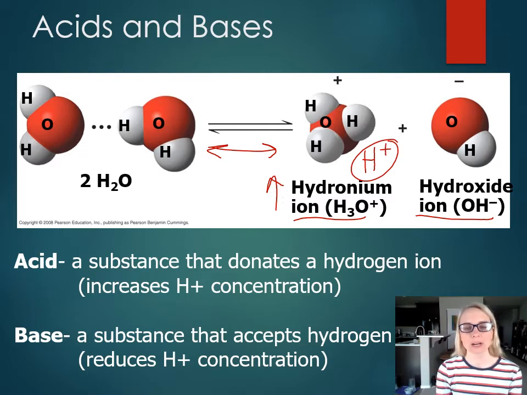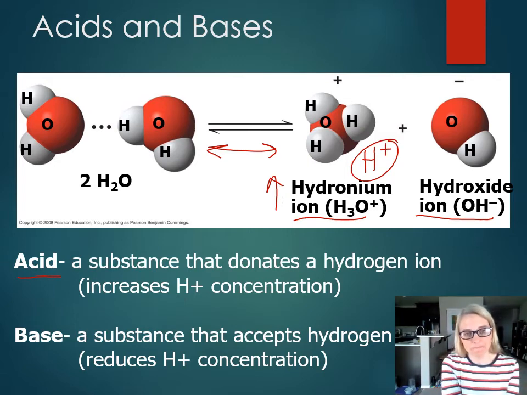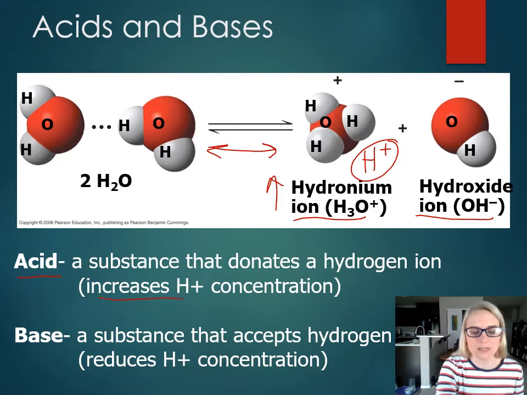So when we are trying to define an acid, a lot of times textbooks and references say an acid is a substance that donates a hydrogen ion. So what does that mean? What does it mean to donate a hydrogen ion? It means when you take a substance and you put it into water, into solution, it will break up, and when it breaks up, it will make more of those hydronium ions. It will give up a hydrogen off of its molecular structure to float around in that solution, increasing the concentration of hydrogen ions, okay? So an acid always increases the concentration of hydrogen ions.